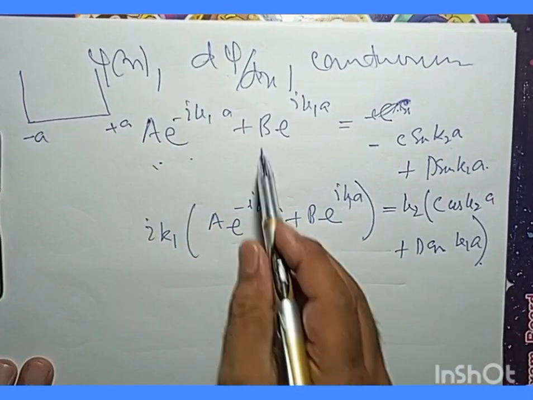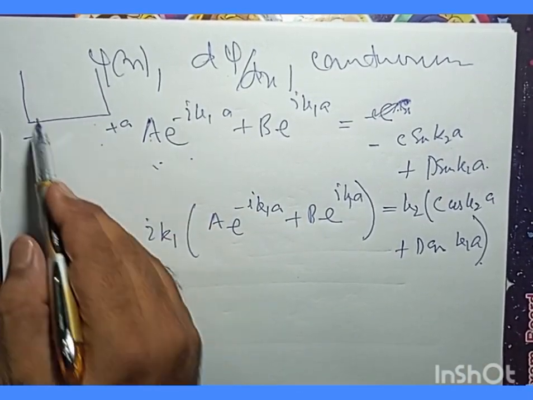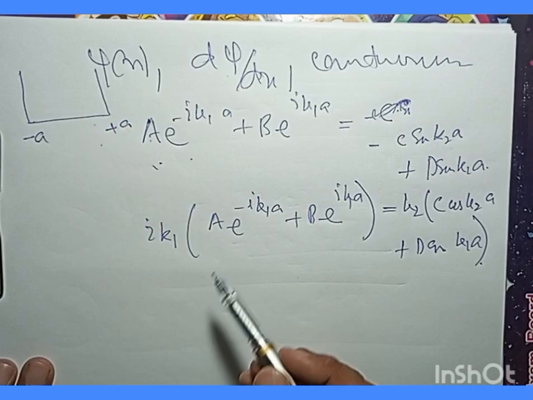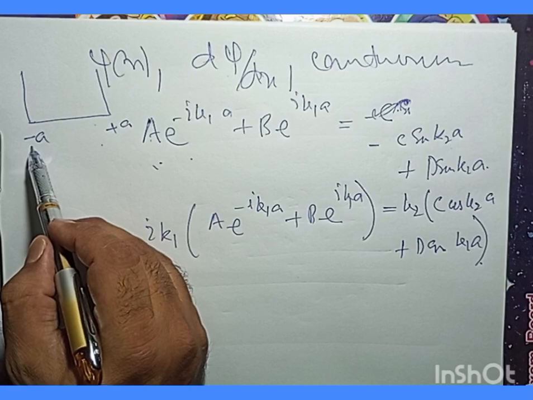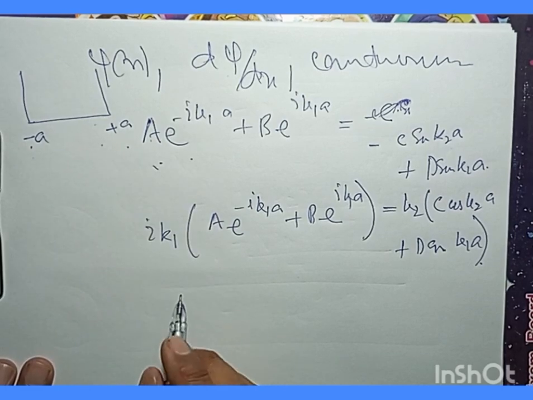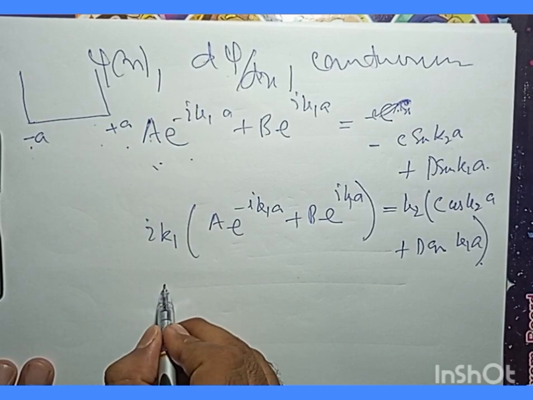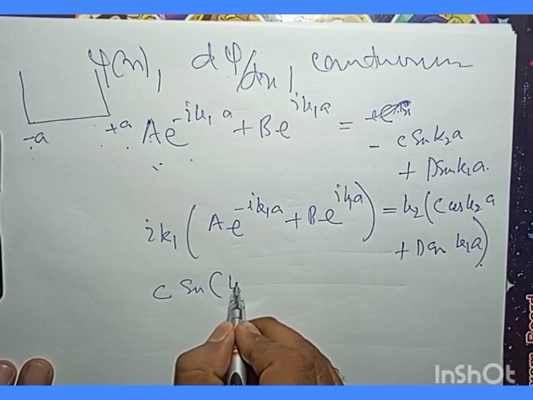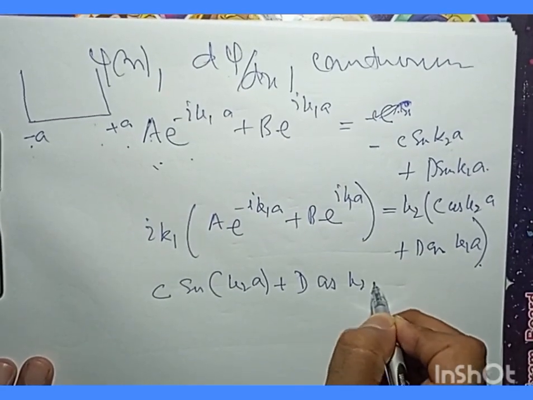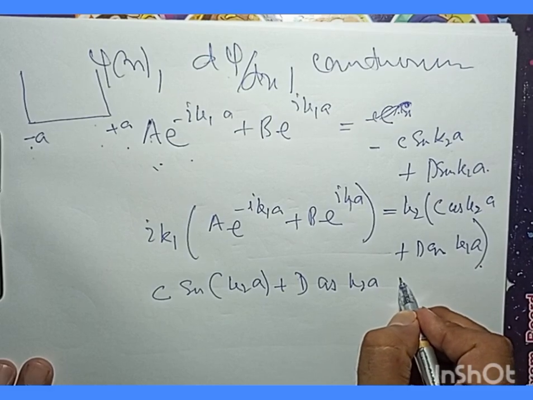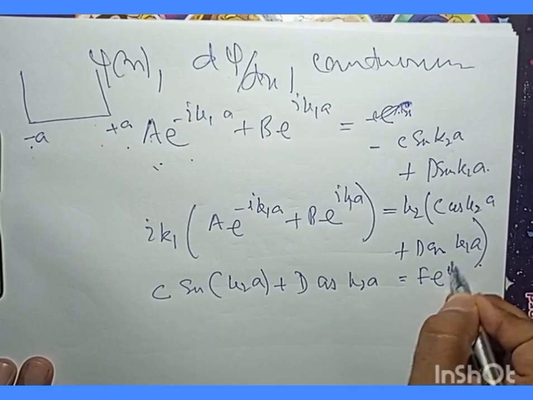So these 2 equations are a result for the continuity at plus a, and similarly we will have another 2 equations for the continuity at minus a and plus a. So I can write down those equations. We will have c sine of k2a plus d cos of k2a is equal to f e to the power of iota k1a.